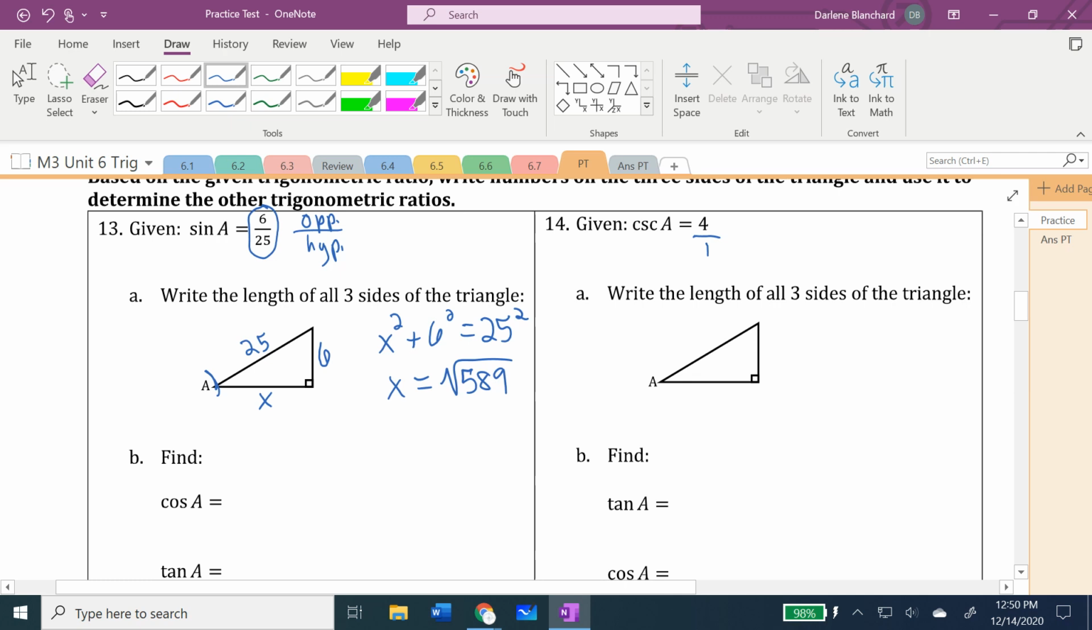And I don't want you to give me a decimal number because I want to see that you are using Pythagorean theorem and not just kind of throwing it into something that solves for you. Now, once you have all three sides, then it's a matter of remembering who goes with what ratio.